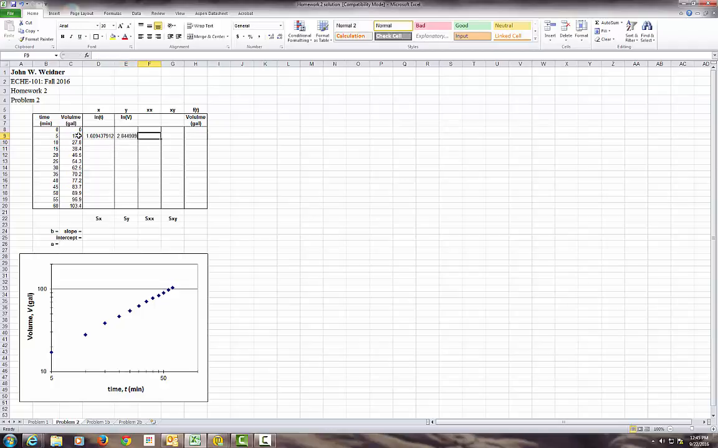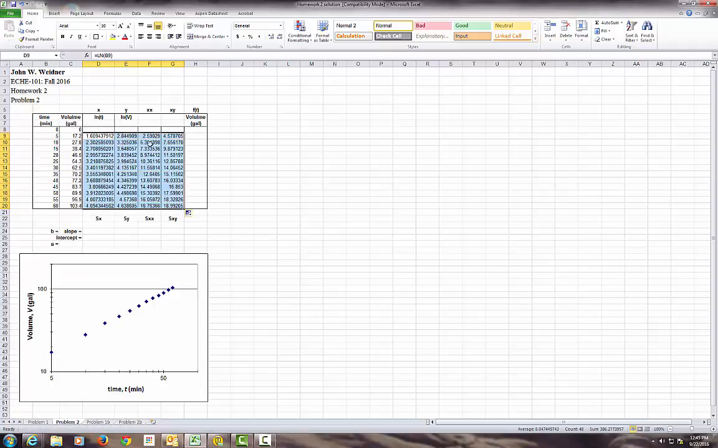And then my x squared value, again, my x's are not time, but it's log time, so I'm going to square the values in column D. And then xy is going to be column D times column E. Alright, so now I have my 4 entries. I'm going to copy that down to the bottom, and that fills in my table. Let me just put a box around that.